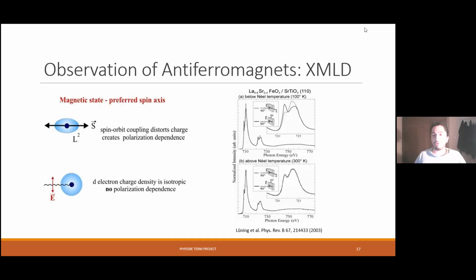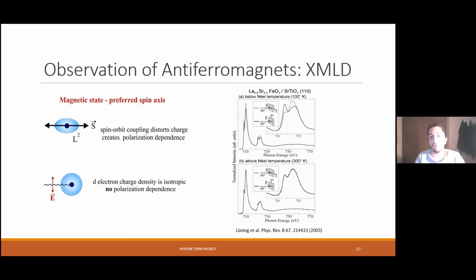Okay, we just talked about how X-rays are not so useful for antiferromagnetic detection, but here, vice versa, I will talk about how we can use X-rays for understanding the antiferromagnetic nature. This one is called X-ray magnetic linear dichroism. It is used as a searchlight effect, which is caused by the spin-orbit coupling in antiferromagnets. As you can see in the picture, spin-orbit coupling distorts the charge and creates a polarization dependence.